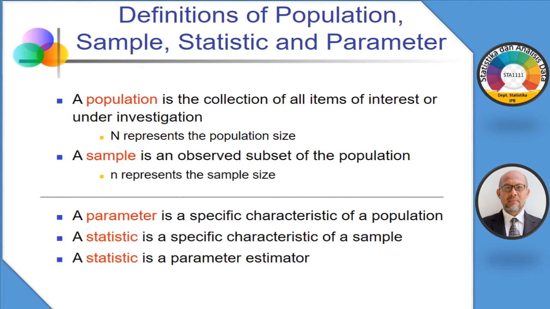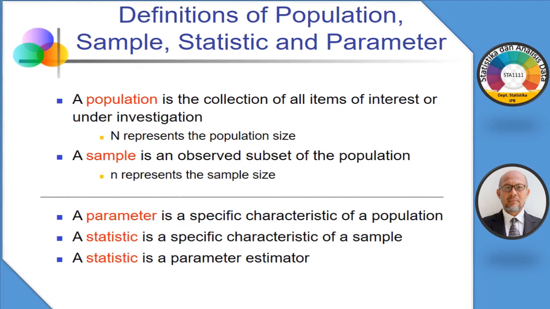And then what is a sample? A sample is an observed subset of the population. You understand subset of population, that means some of the population. Represented with small n, this is the sample size. For example, we have 10,000 students as a population, and then you take some of the 10,000 students, for example 1,000, randomly. This is a sample.